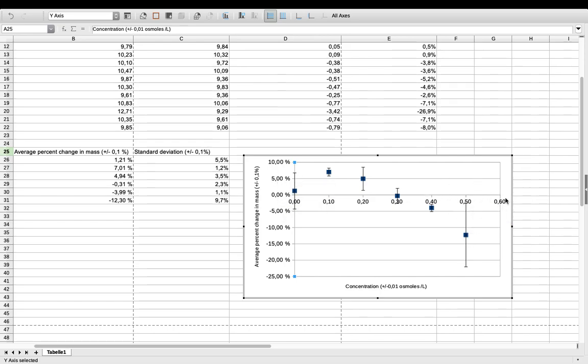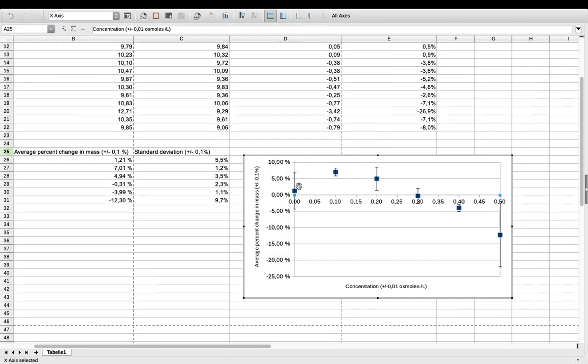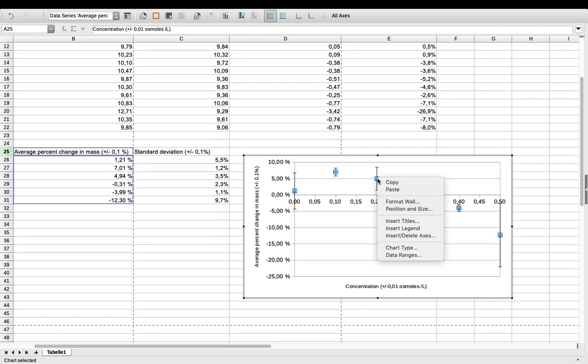And I don't really care to show this value because there's no data all the way over here. So I'm going to format the x-axis as well and set the maximum to 0.5. That way I can just see all my data in here. Okay. So I have my averages and standard deviations plotted. I've scaled the axes. I have the axes labeled. You've already written a meaningful title across the top. The last thing we need to do is add a trend line.